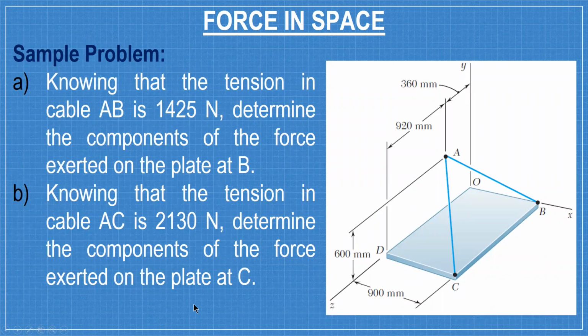Another problem. Knowing that the tension in cable AB is 1,425 newtons, determine the components of the force exerted on the plate at B. And then letter B, knowing that the tension in cable AC is 2,130 newtons, determine the components of the force exerted on the plate at C.